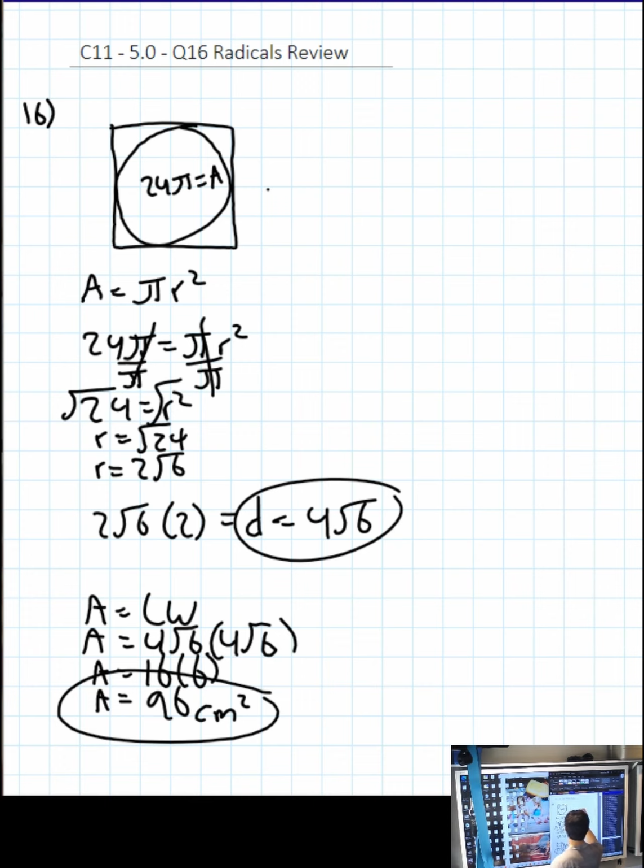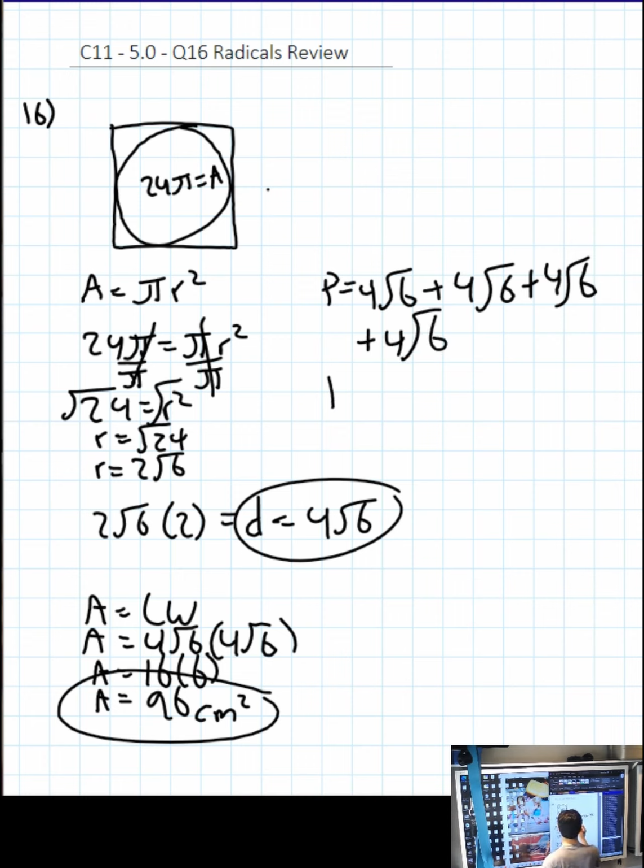P equals 4 root 6 plus 4 root 6 plus 4 root 6 plus 4 root 6. Nice work. Therefore, P equals 16 root 6 centimeters. Circle our answer. Awesome.